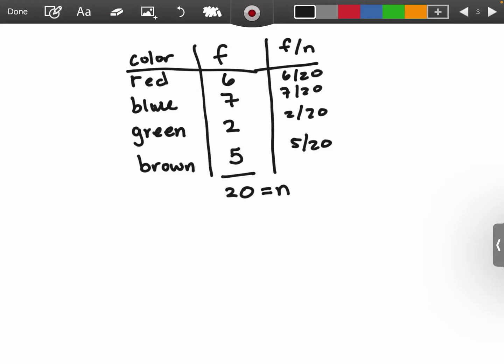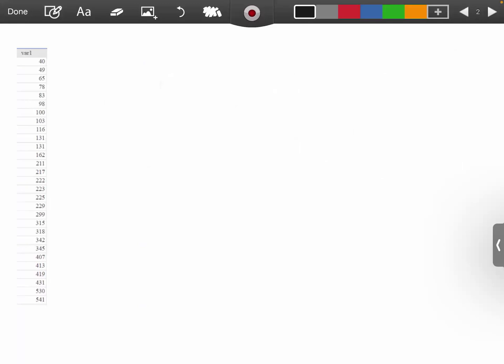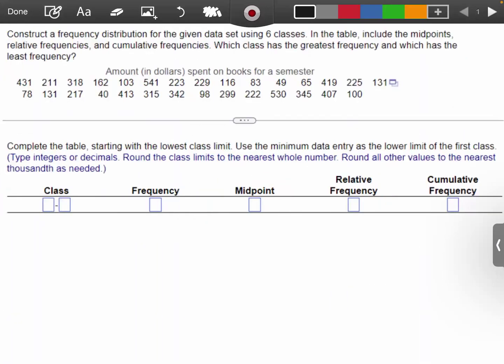So this is relatively easy when your groups are just different colors, different categories. But what if you have a data set that is quantitative, that looks more like this? Well, if we were to count the individual frequencies of each of these, you'd have too many different groups. It really wouldn't make any sense.